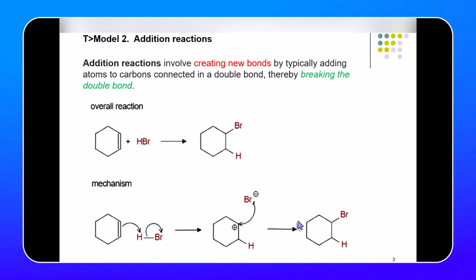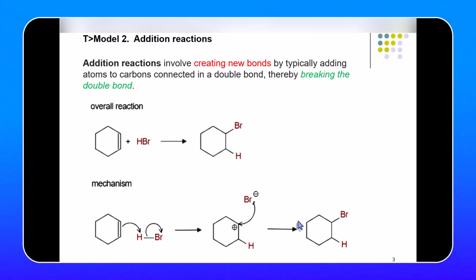In terms of the mechanism, you can see that it starts off with the pi bond of our double bond making a new bond. So this would be bond to bond, and then we're breaking the bond between the hydrogen and the bromine. So that would be bond to lone pair. And then there's the attack of the bromide that gets released at the carbocation that ultimately forms. So this is an example of an addition reaction.